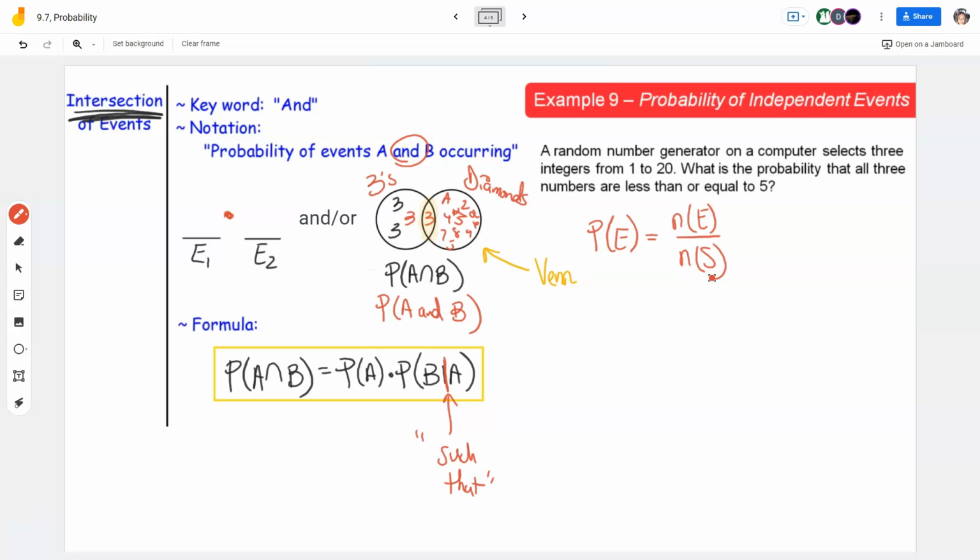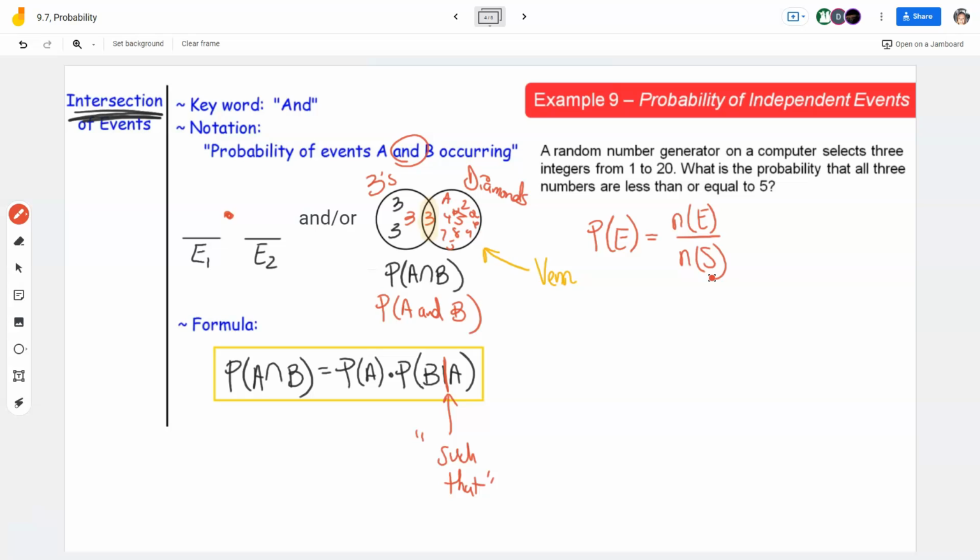Now, hold on. What would be favorable? What would be favorable? That all 3 of the numbers are less than or equal to 5. Good. All 3 of the numbers are less than or equal to 5. So there are a few different ways of writing this down.